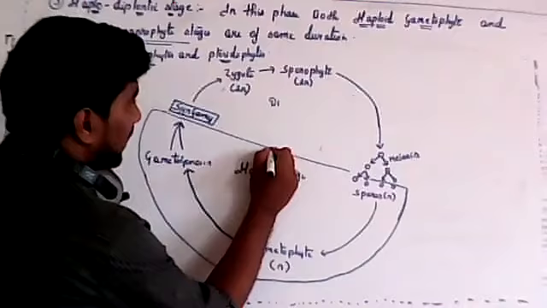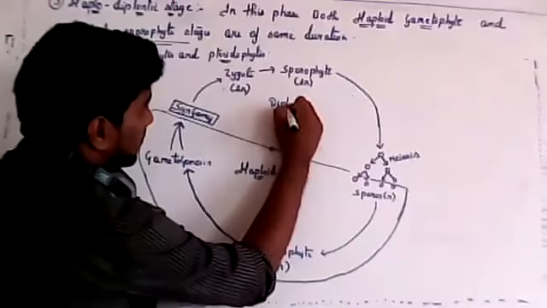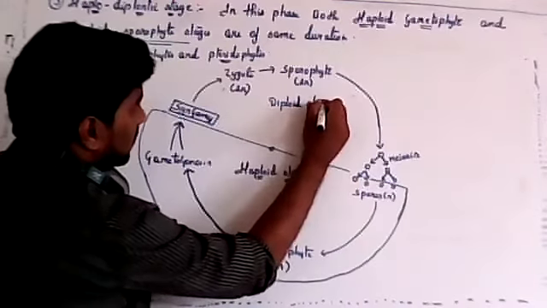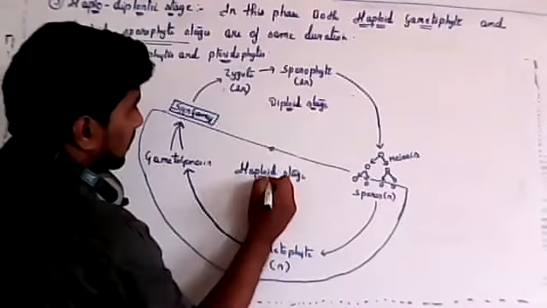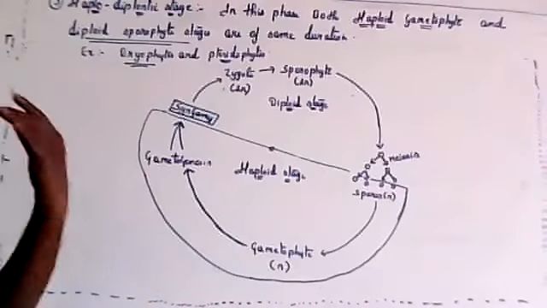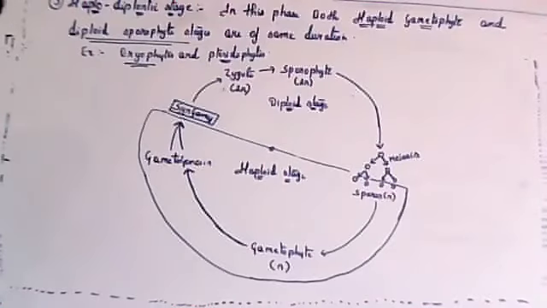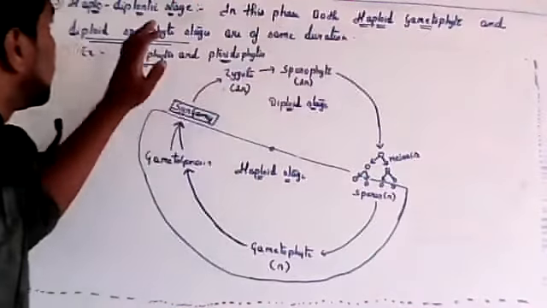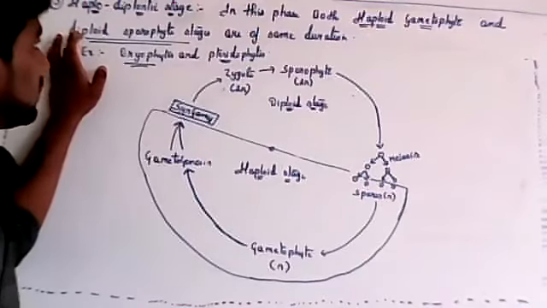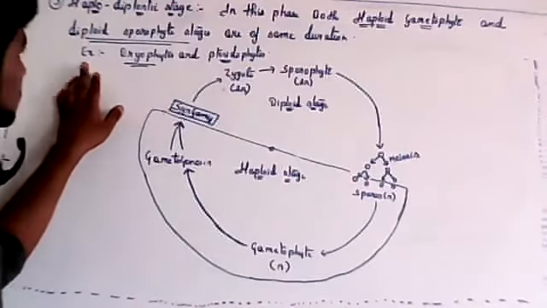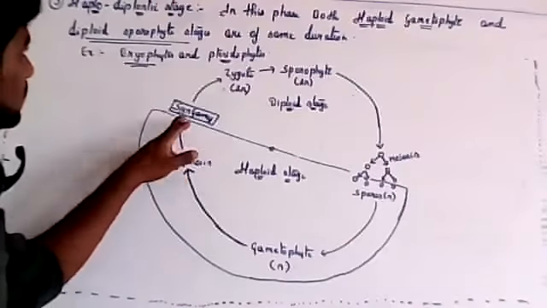Okay, so haploid and diploid stage. Both will be of equal duration. In this haplodiplontic phase, both the haploid gametophyte and the diploid sporophyte stages are of the same duration. Examples are bryophytes and pteridophytes.